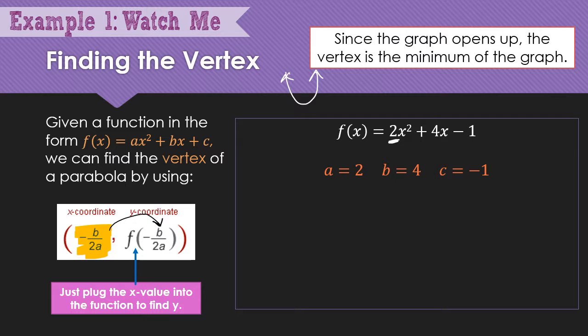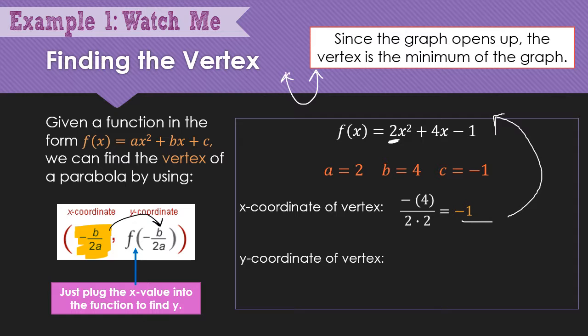I'm identifying my a, b, and c because I need a and b for my x-coordinate. So a was 2, b was 4, and c was -1. I'm going to evaluate using my formula for the x-coordinate, -b over 2a. So -4, because 4 was my b value, over 2a, and a was 2. I plugged those in and simplified, and I got -1. Now I'm going to take that value of -1 and plug it into my function. For my y-coordinate, it will look like 2 times -1 all squared, plus 4 times -1 minus 1, and that simplifies to -3. So my coordinate for my vertex is at (-1, -3).